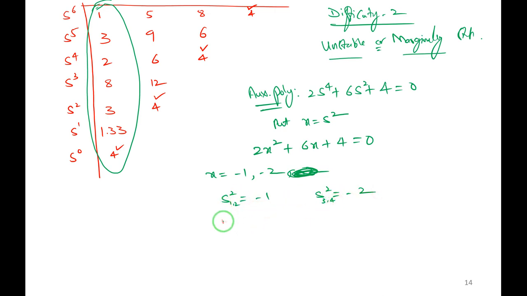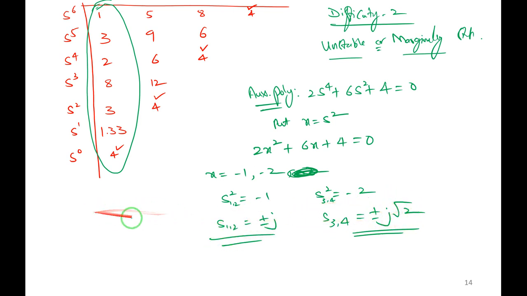The first and second roots are plus or minus j, the root of minus 1. The third and fourth roots are plus or minus j root 2. I hope you are getting it. So four roots: plus or minus j, and plus or minus j root 2. You can observe they are symmetrically located roots, plus j, minus j, plus j root 2, and minus j root 2.